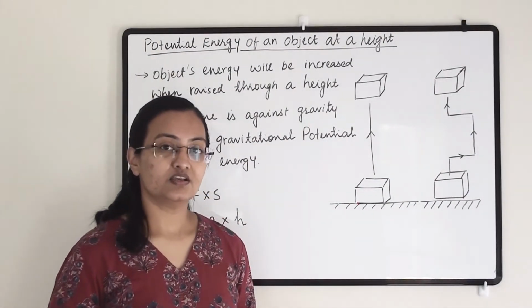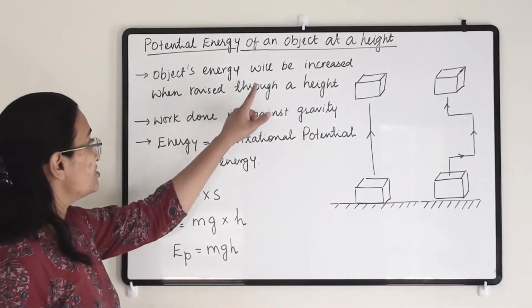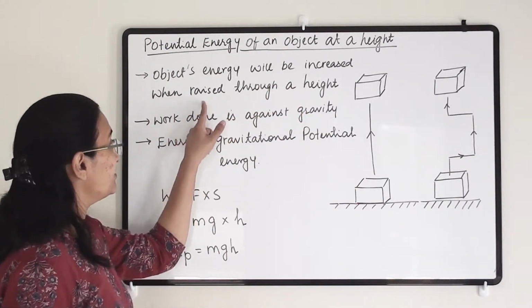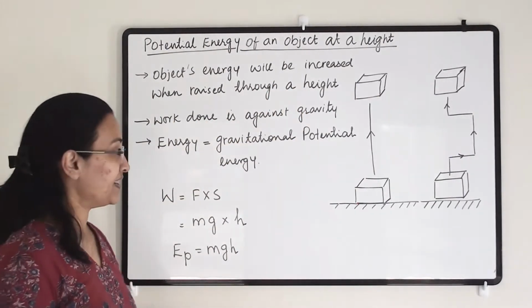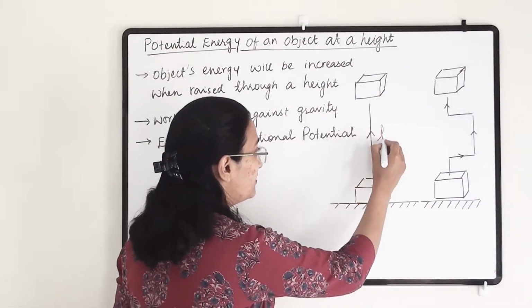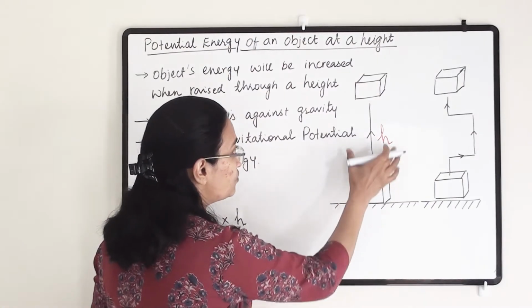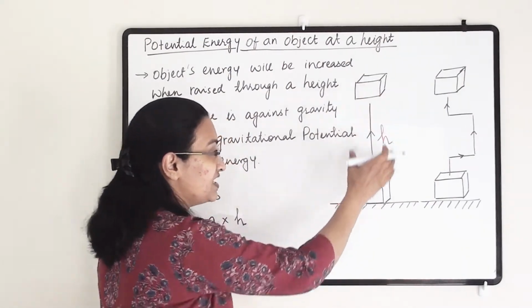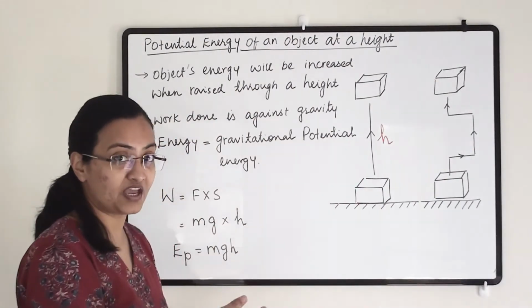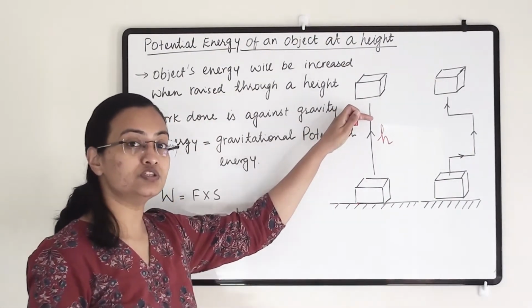Now let us understand how potential energy will work. An object's energy will be increased when raised through a height. For example, this is a block and I have raised this block to a certain height, say h. So work has been done on this object, and however much work we have done on that object, that much energy has been stored in this object.